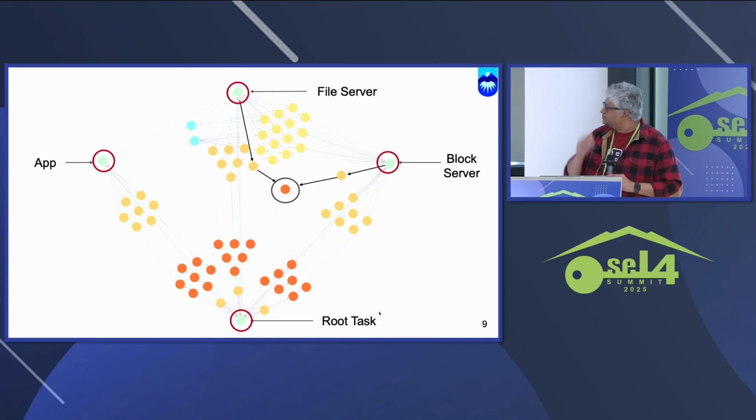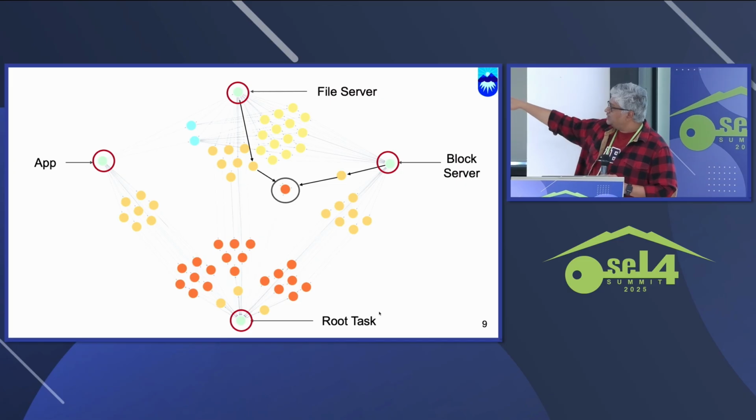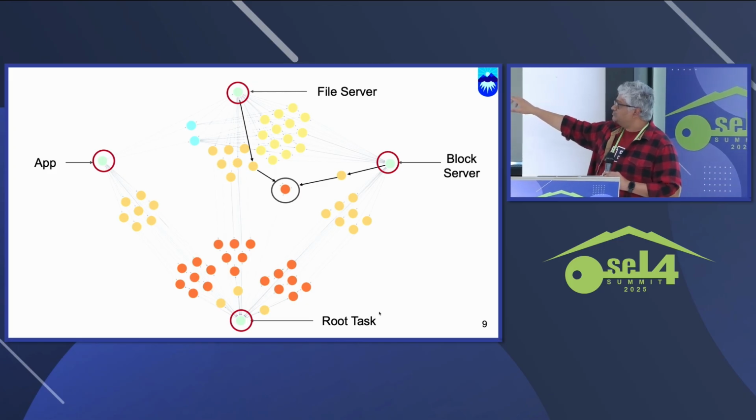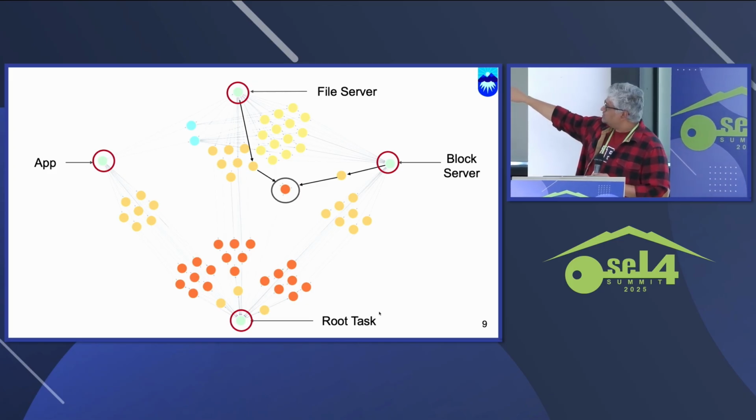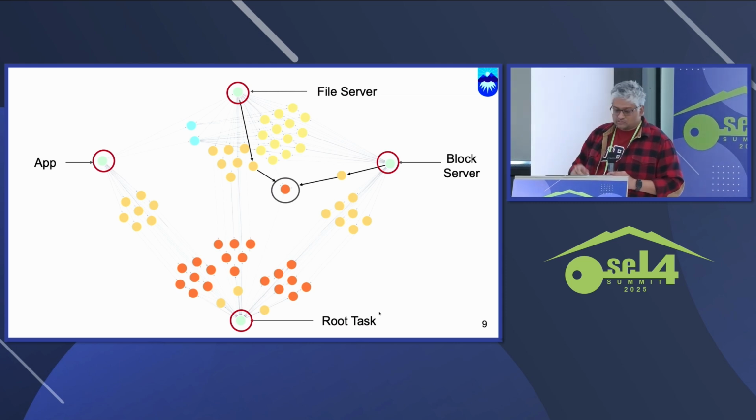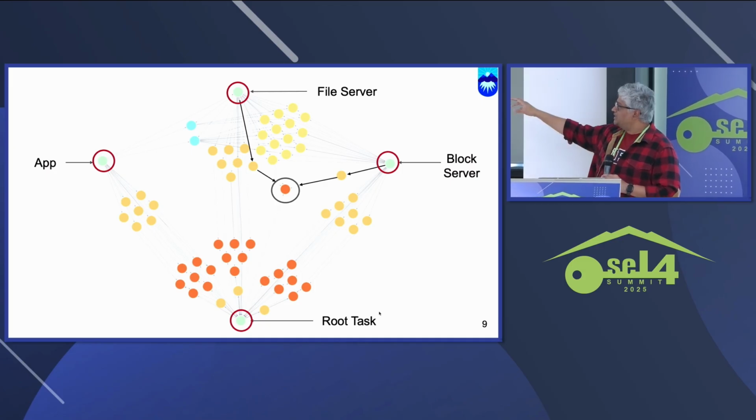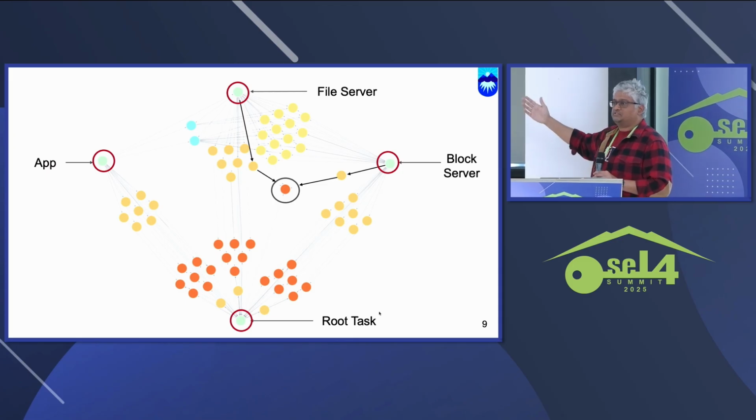And so this is the kind of thing, pay attention to the orange node in the center. It's a physical memory page which is shared between the file server and the block server, but also has access to the root task. Now, if you know how you've implemented the system, this is not surprising. This is the shared page between the file server and the block server for communication. But the root task still has a capability to it. So for somebody who has built the system, this will be obvious.